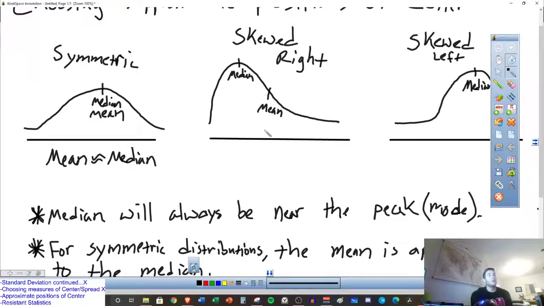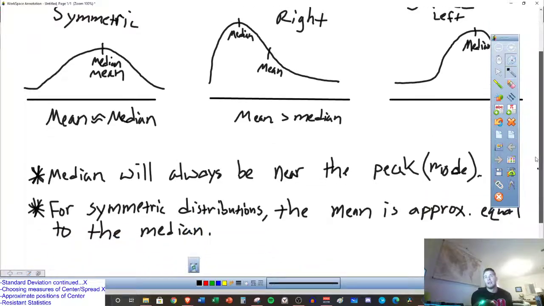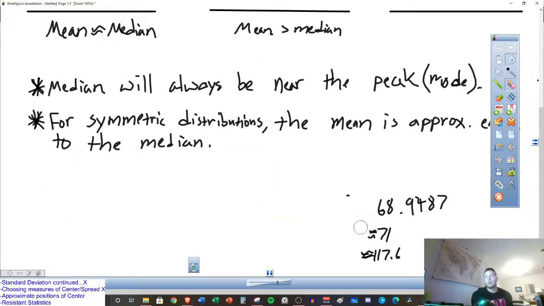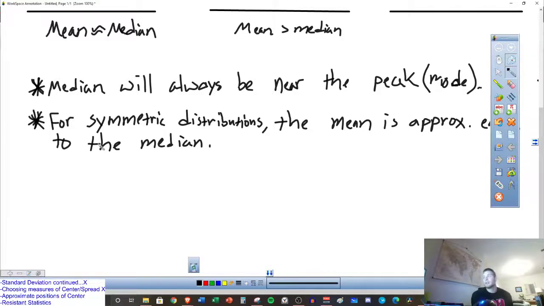And that's what you're going to say for relative position. The mean will be greater than the median in skewed right distributions. I said don't write this down here, but you are going to write what I just wrote: mean greater than median in skewed right distributions. And we're going to write this.